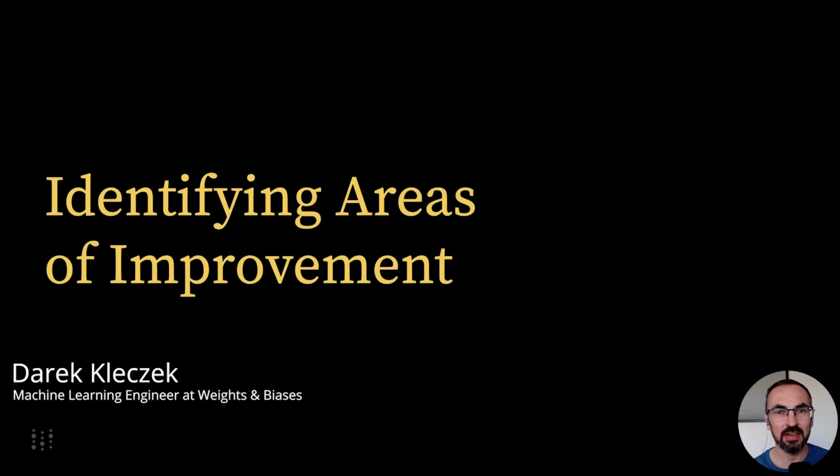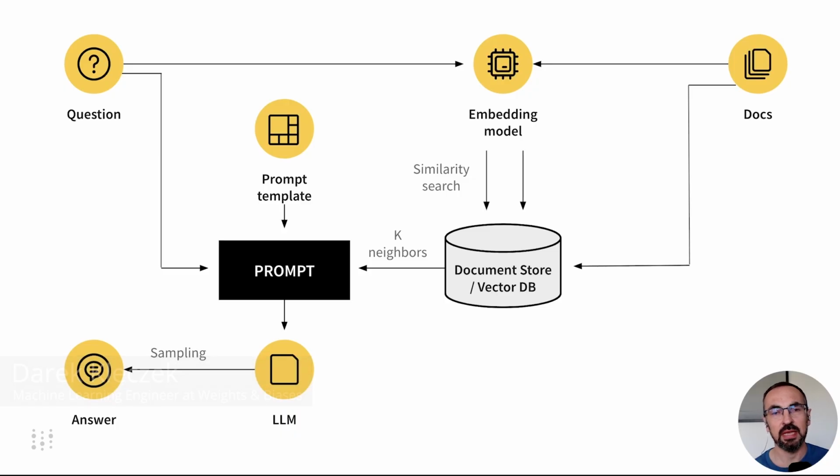How can we identify areas for improvement? Let's start by looking at our application architecture and considering which elements might be underperforming. It's helpful to start by doing error analysis and finding out at which point our models break. We can use a tool like W&B Tracer for this.